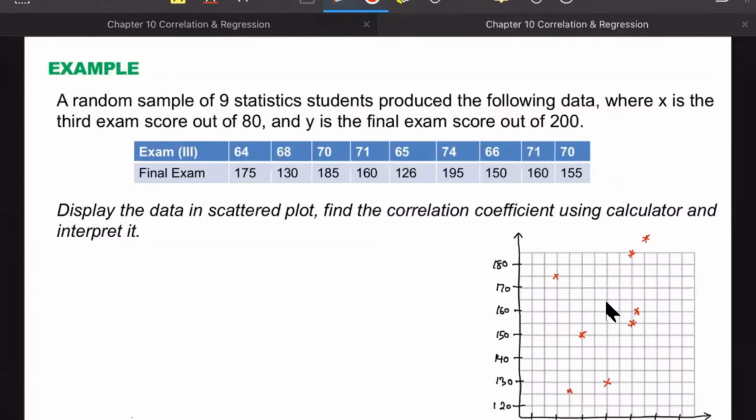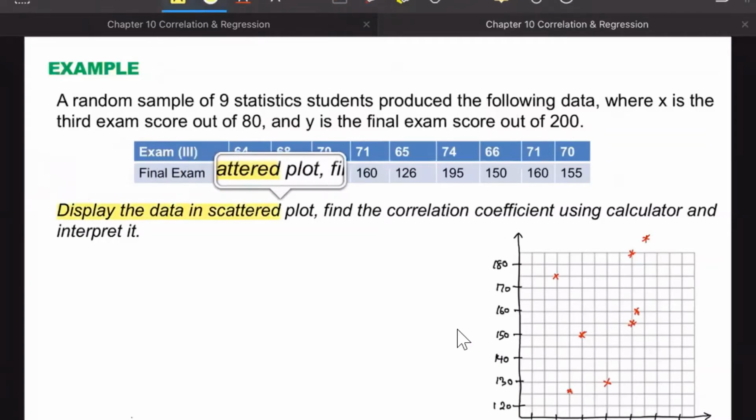When you look at this cluster of points here, you may say that this point is a little bit far. Maybe that's an outlier. We'll talk about that later on. So your scatter plot should look something similar to this one. This is your scatter plot. That is the first part of the question: display the data in a scatter plot.